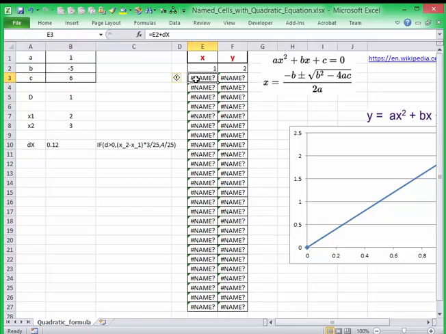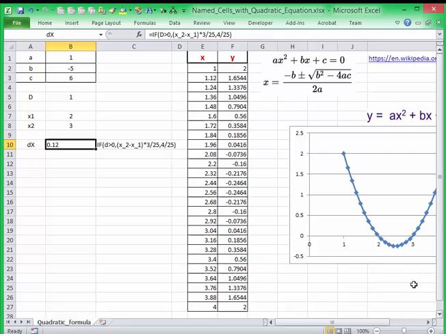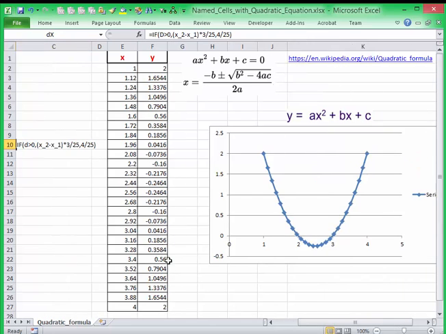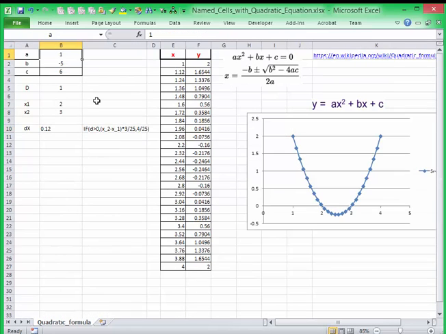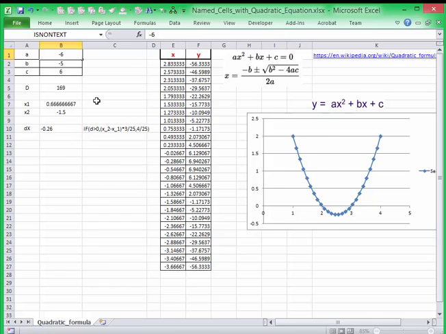And I used a named cell here, the x, which I need to set here. So that's it. We got a graph and we can manipulate the coefficients to change the graph form.